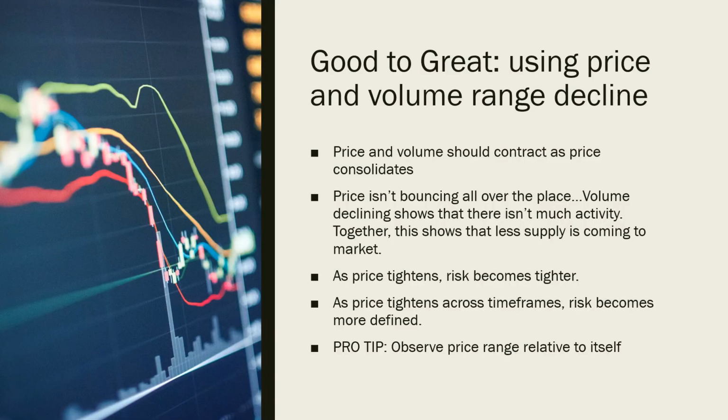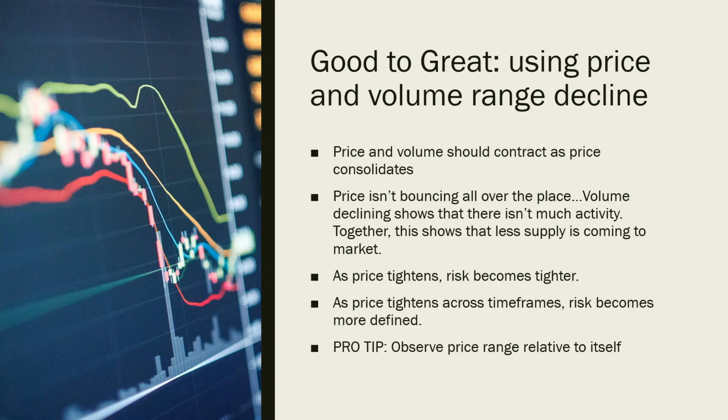Let's keep things moving. From good to great, using price and volume range decline. Price and volume should contract as price consolidates. This does a few different things for us. If price is not bouncing all over the place and volume is declining, that shows that there isn't a whole lot of activity at a particular price for a particular volume. Together, this is showing us that less supply is coming to market.